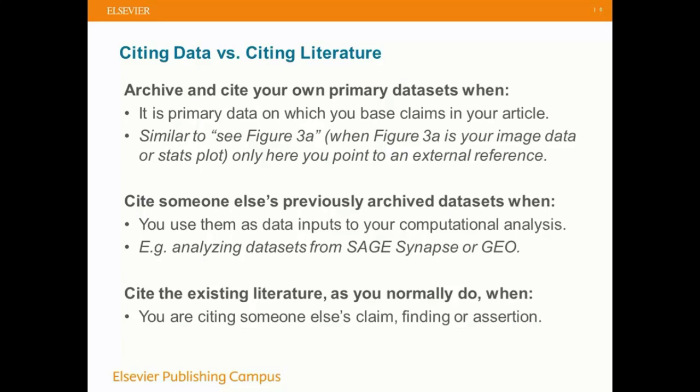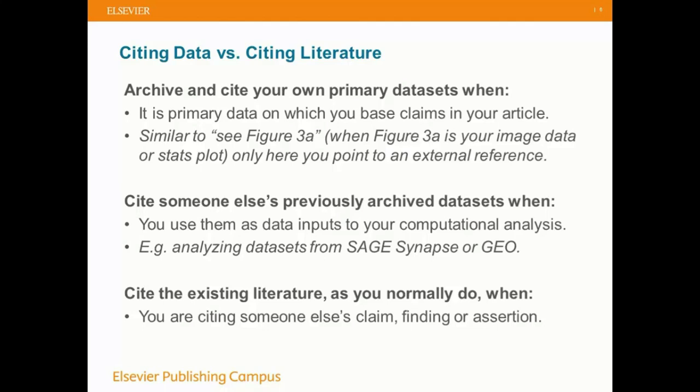First is you should archive and cite your own primary data sets when it's primary data on which you base claims in your article. It's similar to the idea that's very common, especially in, say, molecular biology papers, where you have an image or a chart and you make a statement and you say, see figure 3A. When, for example, figure 3A is your image data or stats plot. Only in this case, you're pointing to an external reference, right? So cite your data when you base a finding on it, and it's your data, right? It's your primary data.